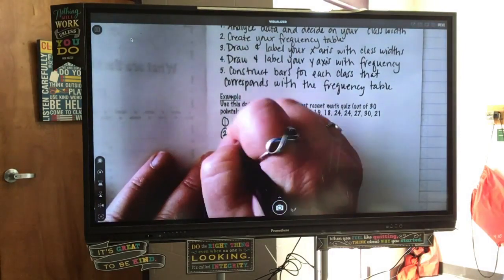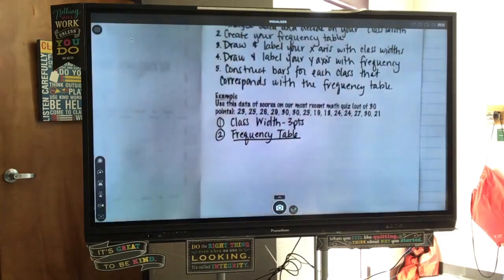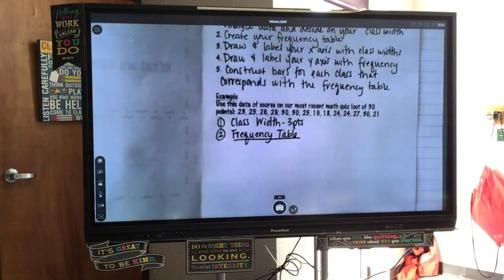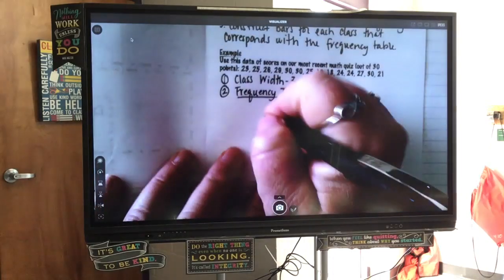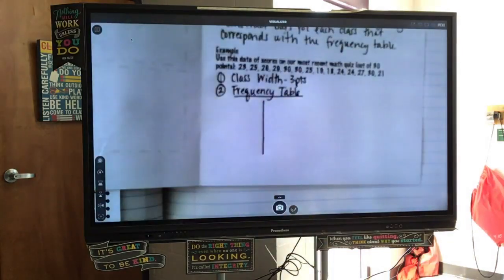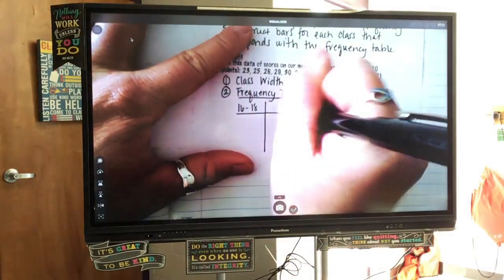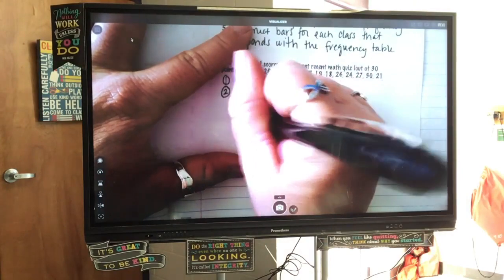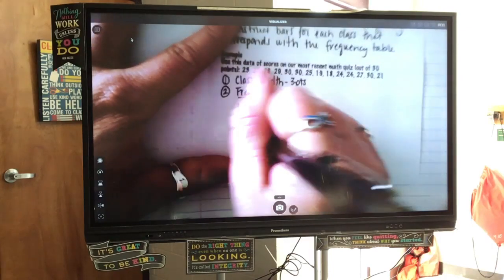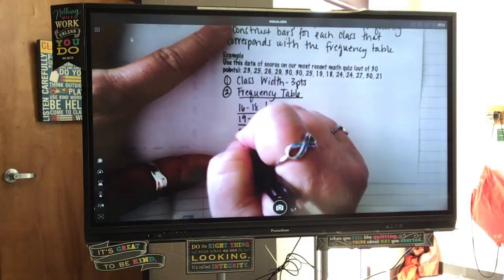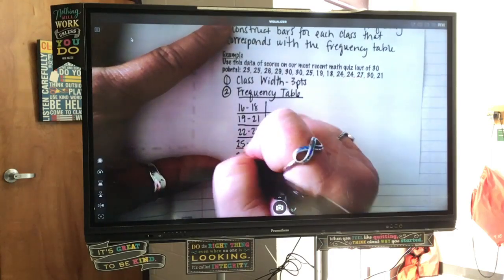Step number 2 is going to be our frequency table. Now, you'll notice you do not have to start at 0, okay? You need to make sure that in your frequency table, you have at least the lowest number included. So we're going to do 16 to 18. Then we're going to do 19 to 21. Then we're going to do 22 to 24. Then we're going to do 25 to 27. And then the last one is 28 to 30.